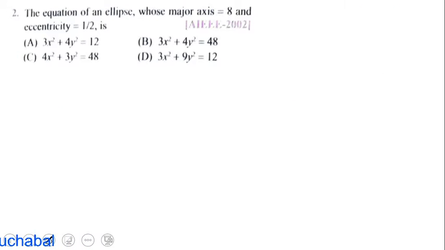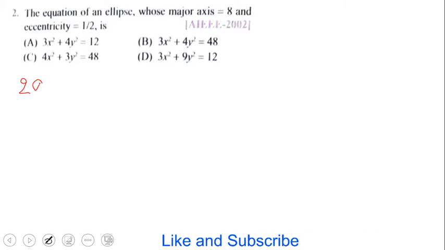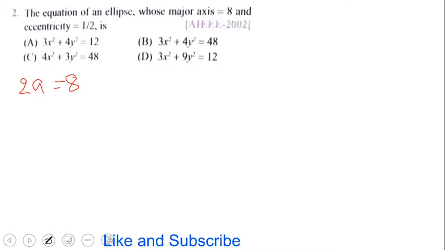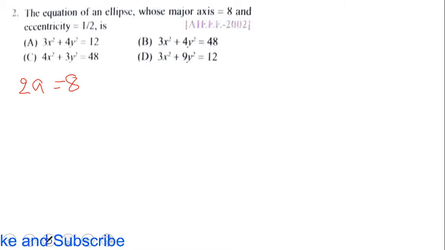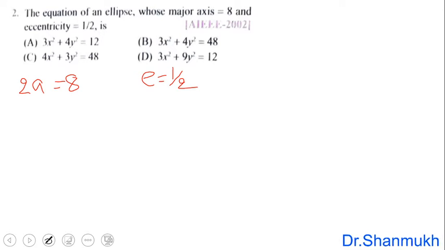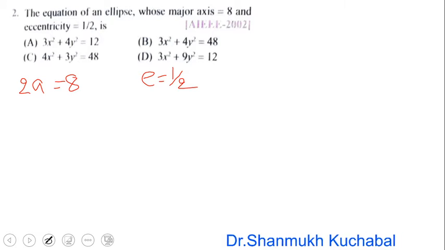We'll move to our next example. The equation of an ellipse whose major axis is equal to 8. The major axis formula is 2A equal to 8, and the eccentricity is denoted by E. So E is given, this is equal to 1 divided by 2. Then we have to calculate the equation of the ellipse. That means we have to calculate A square and B square.